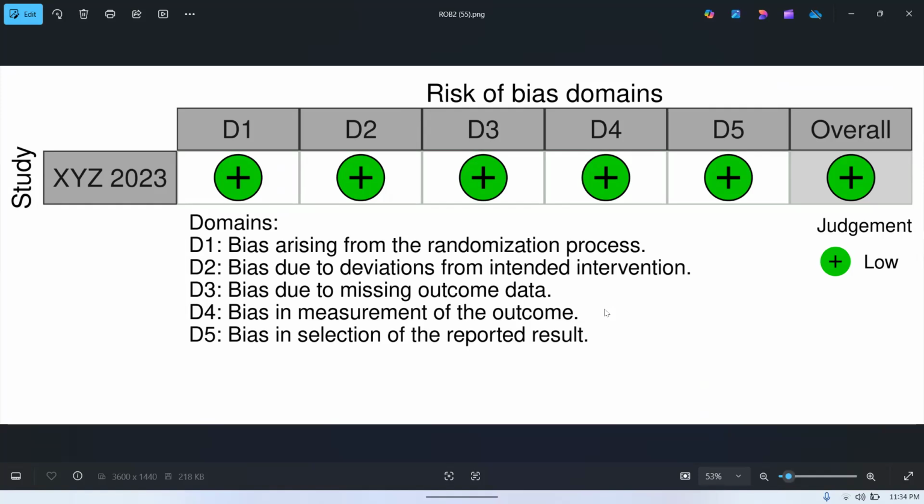Let's say you are writing the risk of bias assessment of 10 studies. You won't write the risk of bias assessment of individual studies. You would just write, let's say, out of these 10 studies, 8 studies are rated as low risk. So what would you write? You would just write the study IDs. Let's say XYZ 2023, ABC 2025, DEF 2020, and 2022, as let's say these three studies are low risk.